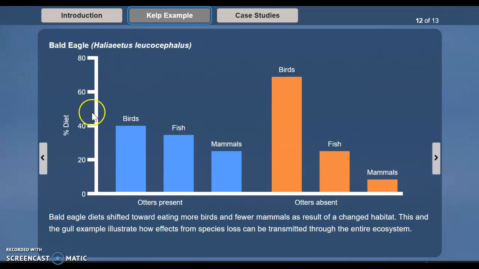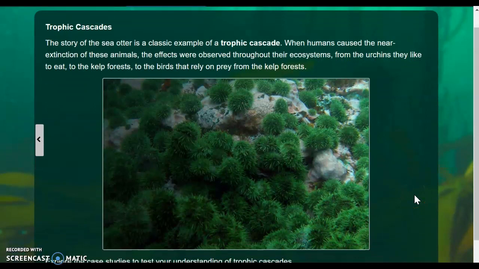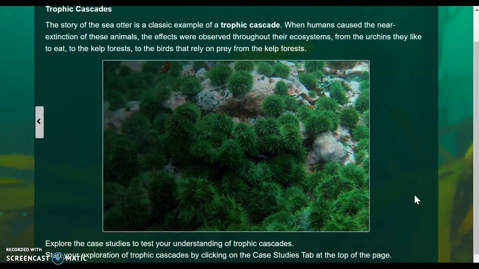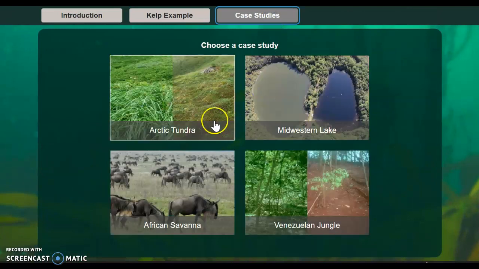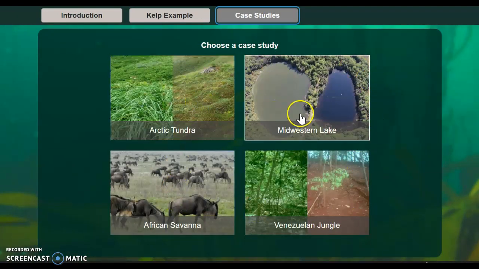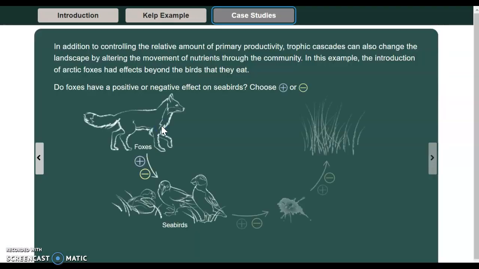This and the gull, so bald eagles and the gulls, both birds, illustrate how effects from one species loss can be transmitted throughout an entire ecosystem. So we can see that the otter is a keystone species. And then there are different case study options. So we want to look at the Arctic tundra.